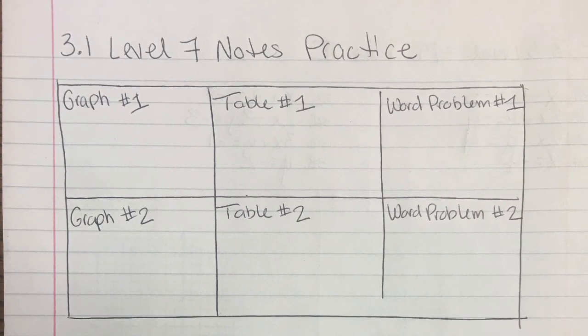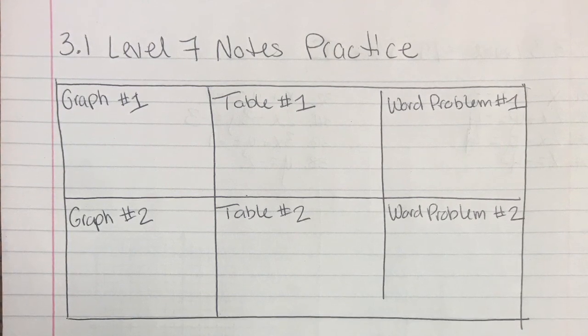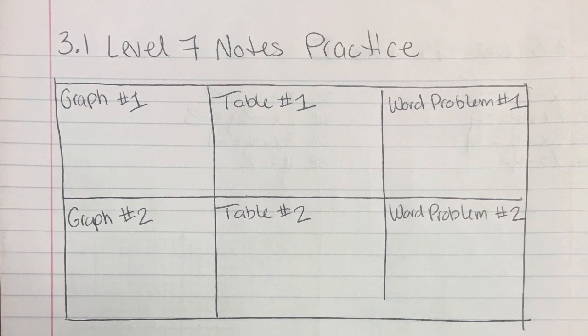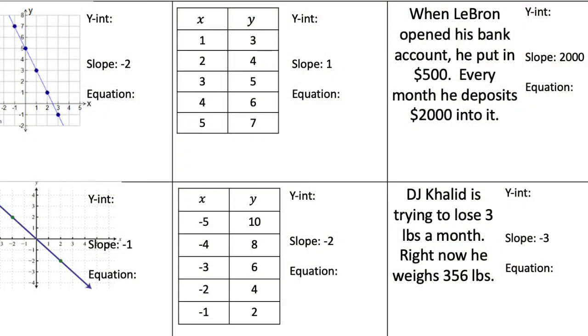We're going to have you do 6 try-on-your-own problems on the left side of your notebook. Go ahead and get it set up like this, and then you'll see the 6 problems here in a second. Here are the 6 problems we want you to try on your own. 2 graphs, 2 tables, 2 word problems. Take a picture of your work on the left side of your notebook once you're done and upload it to Canvas.